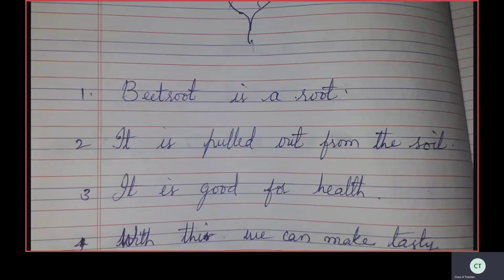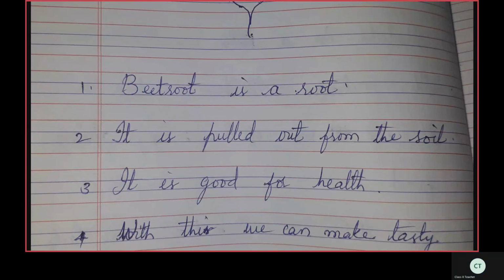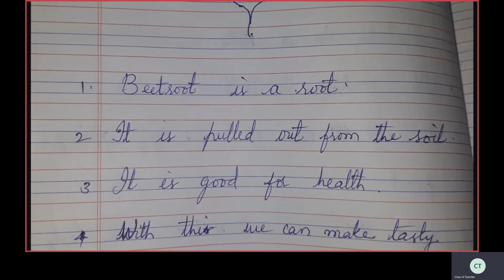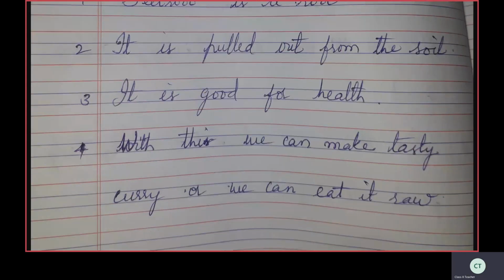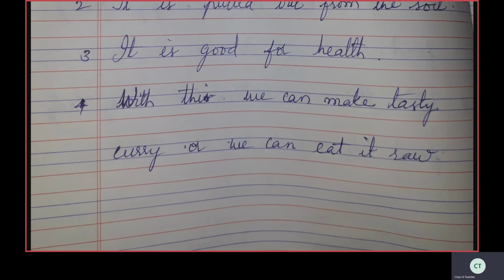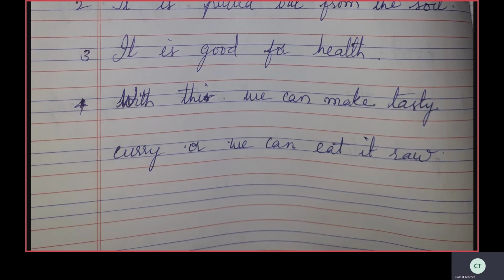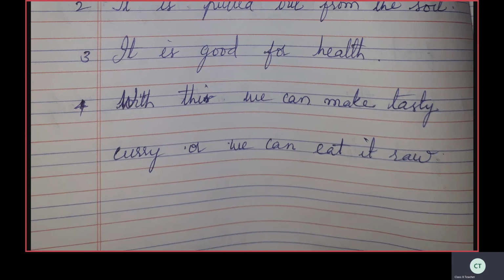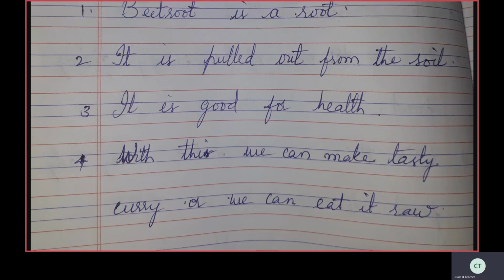Okay. So, once again, we read these lines. Beetroot is a root. It is pulled out from the soil. It is good for health. With this, we can make tasty curry or we can eat it raw. You got the lines, children, about the potato and beetroot?